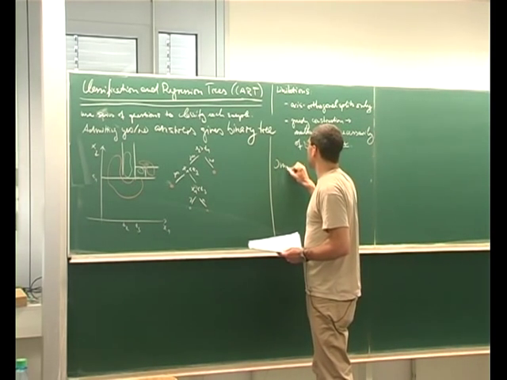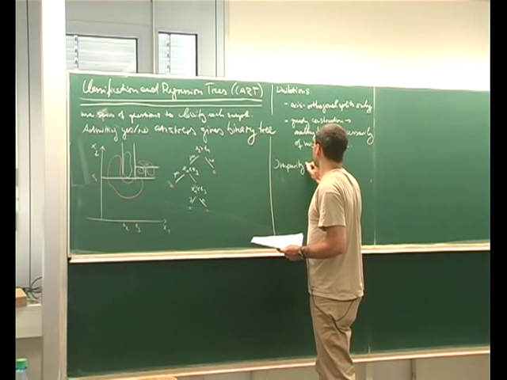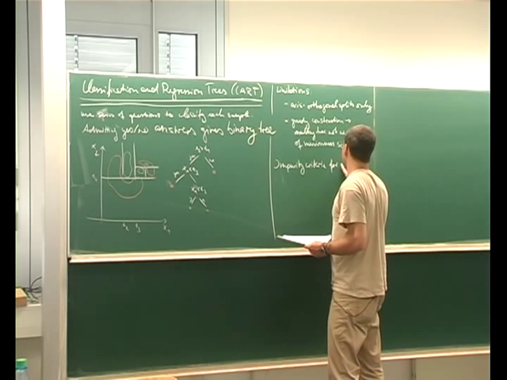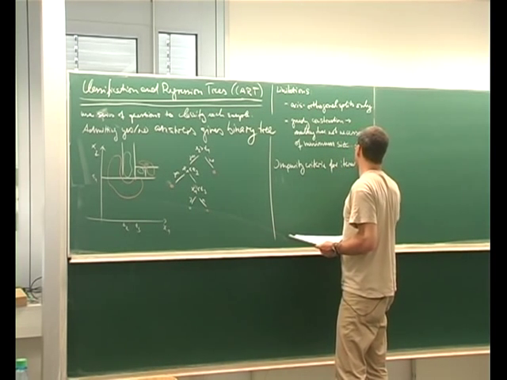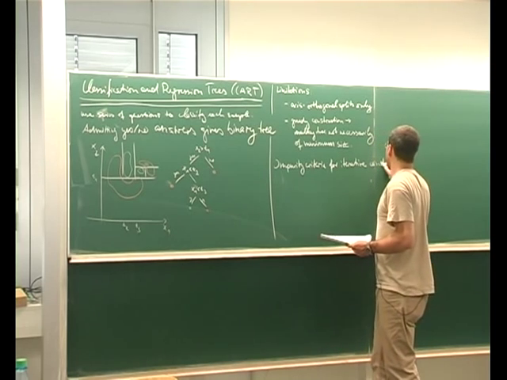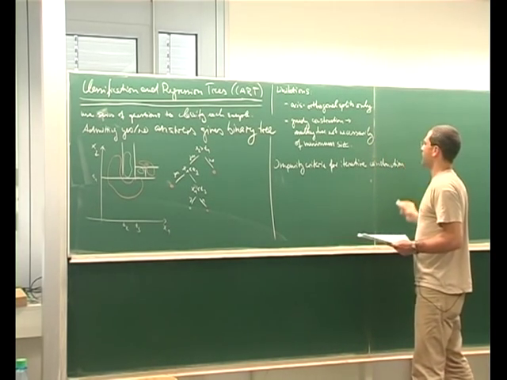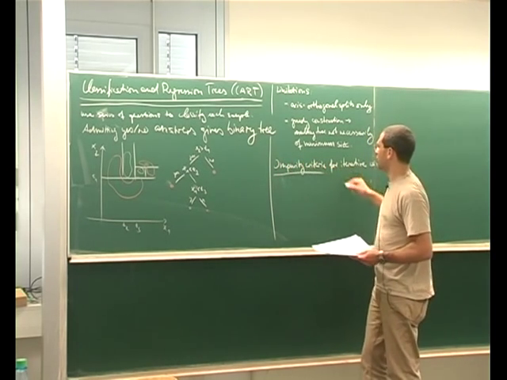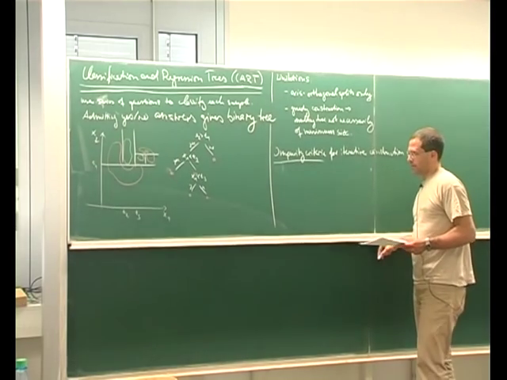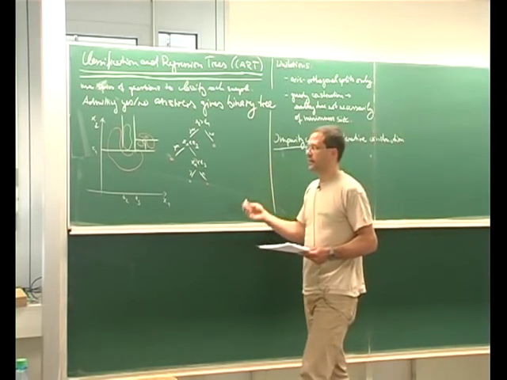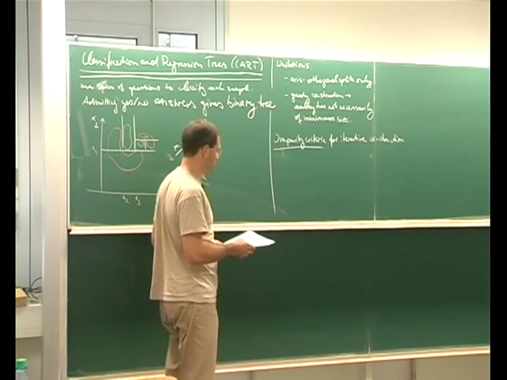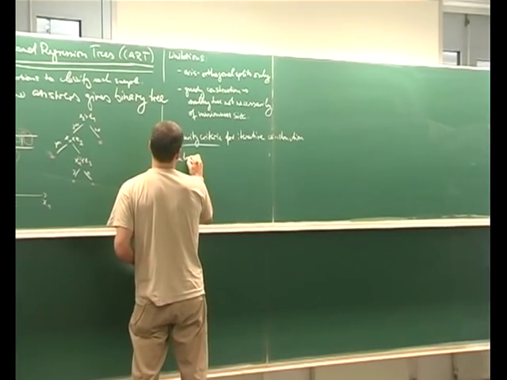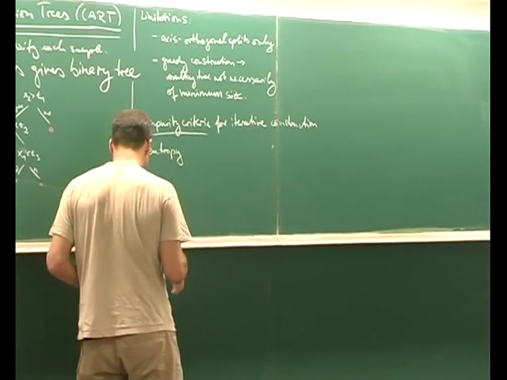Now, people use impurity criteria for this iterative construction. And there's a zoo of these. The aim is to always make the next split that will reduce your impurity most. One criterion that people have been using is the entropy.